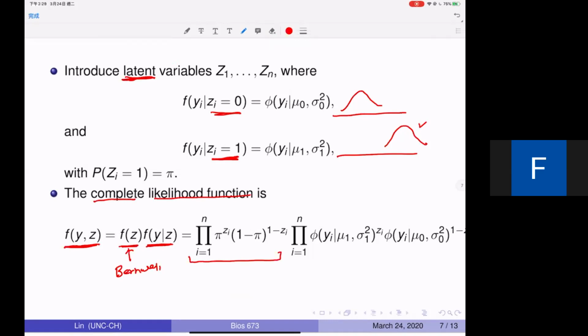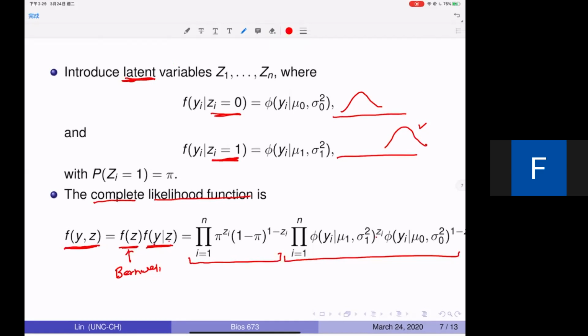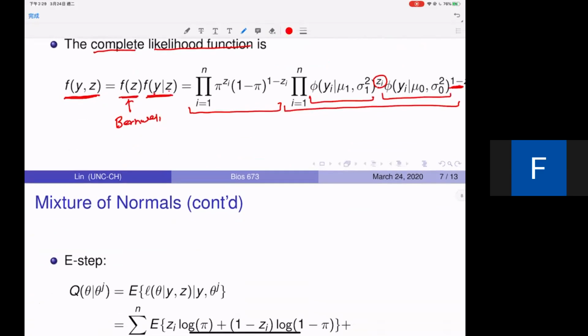Then right here is what? Given z, I know about y. That means if zi is 1, follow this PDF. If zi is 0, this is 1 minus zi. If zi is 0, this guy is gone, then follow this guy, follow the first PDF. So the complete likelihood function is easy to find.